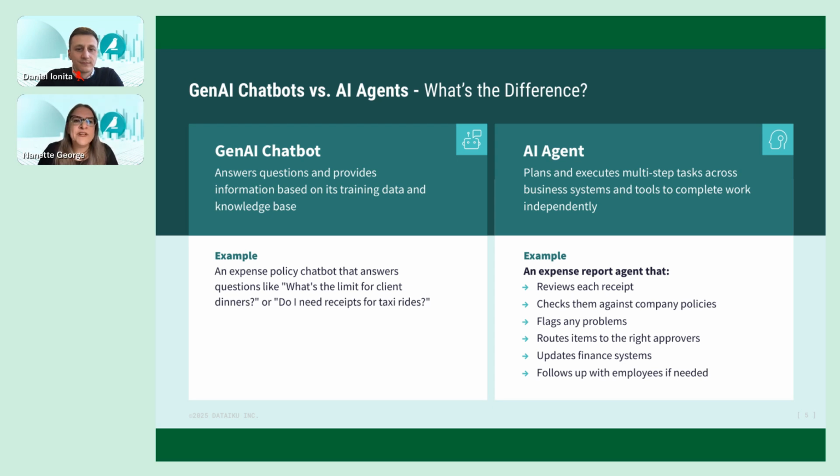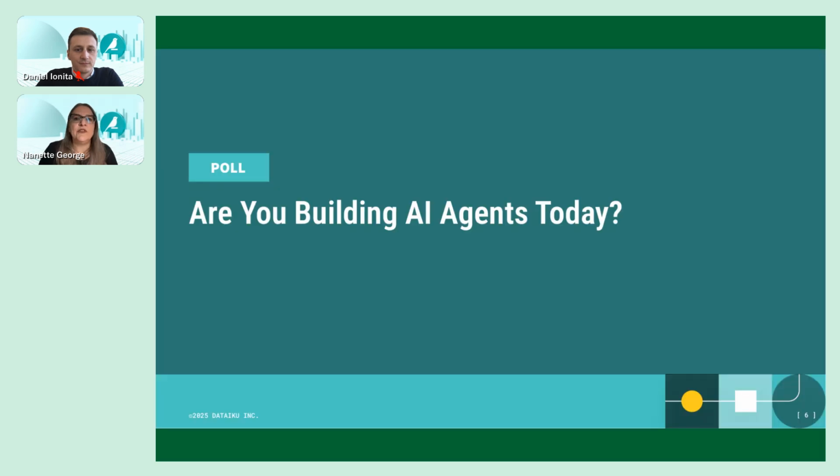So before we jump into the demo, I think it might be interesting for us to get a sense of where we stand with regard to adoption of agents. So I'm going to just do a quick preview of a poll that we're going to do. I'm going to open up the poll and you'll have a chance to put in your answer: are you building AI agents today?